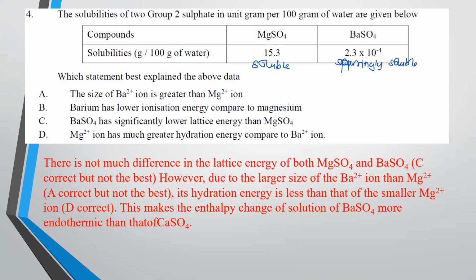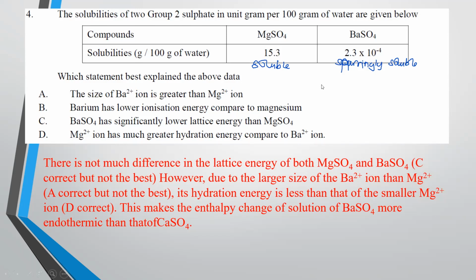So in here, due to the large sulfate ions, the change from barium to magnesium is not significant, okay, not significantly lower. It's not that significant due to the large sulfate ion. So for C, the statement is inappropriate, okay? And finally, D, the magnesium ion has a much higher hydration energy compared to barium, which is correct.